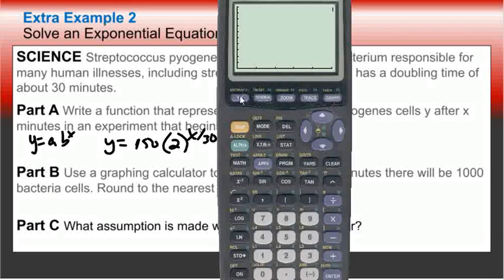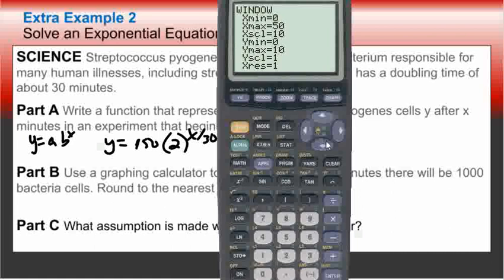I'll have to change my Windows setting again here. So the maximum, let's keep that 50. Y maximum, there has to be at least 1,000, so let's do 5,000, and we'll count by 1,000 here. Try this one.